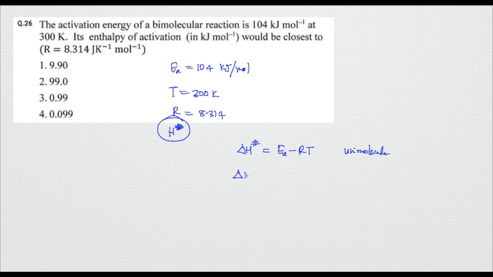What will it be for a bimolecular reaction? That will be Ea minus 2RT. So that is for a bimolecular reaction. Let's put the values now. Delta H is what we have to calculate. Ea is given to us as 104 kilojoules, I'll put it in joules, 104,000 joules, minus 2 RT. The value of R is given as 8.314, and temperature is given as 300.